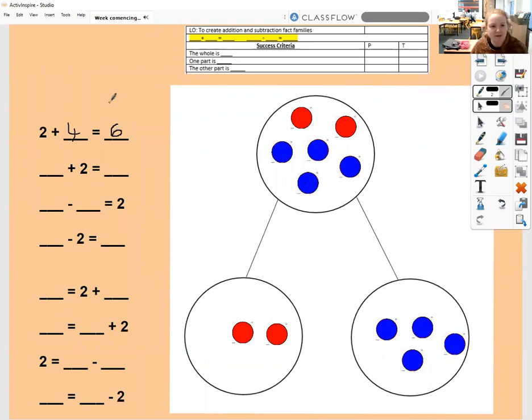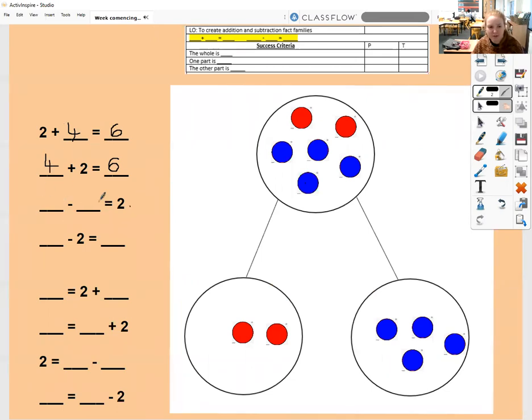Let's have a look at the fact family for that. This time we're saying that something plus 2 more equals something. We know our whole is 6, so we're going to put our whole in there because it's an addition. So our whole goes on the other side of our equal symbol. And we know our one part is 2, so it's our plus 2 there. Our other part, which is 4, is going to go in there. Fantastic. So that's our addition fact families.